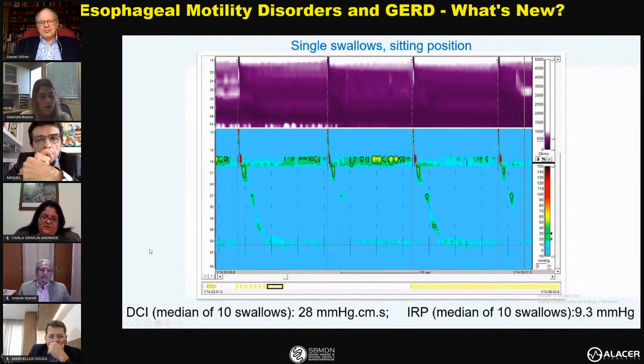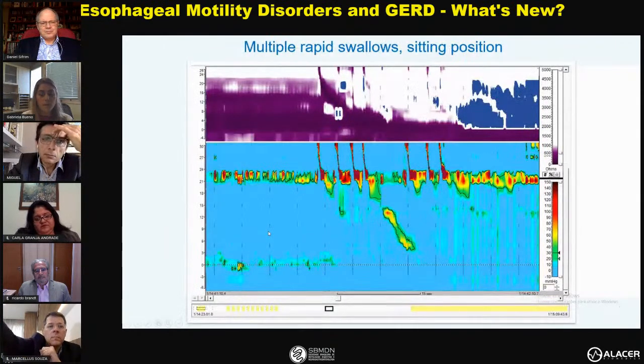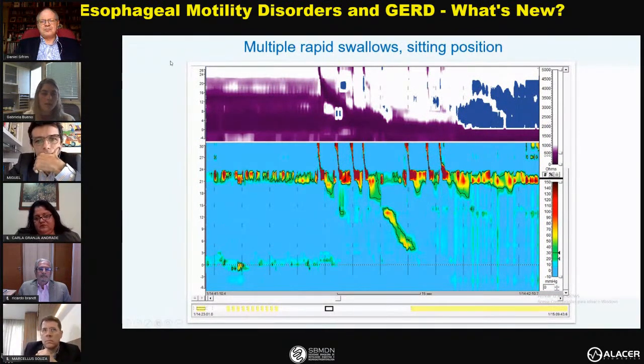And so the DCI in the medium of 10 swallows was 28 millimeters of mercury per centimeter per second, which is really below the normal value. And the IRP in the medium of 20 swallows was 9.3, which is within the normal value, but in the lower range.